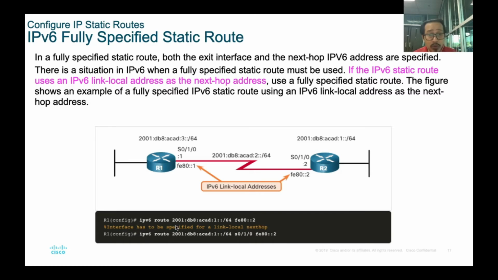So in order to use a link-local, please remember, as I said earlier, link-local is easier to type compared to a global unicast address. Why? The number of digits is smaller compared to the global unicast, so there is less to type and fewer errors can be made. So if you like to use link-local, you must provide the exit interface together with it. That's the situation where you need to use a fully specified static route.